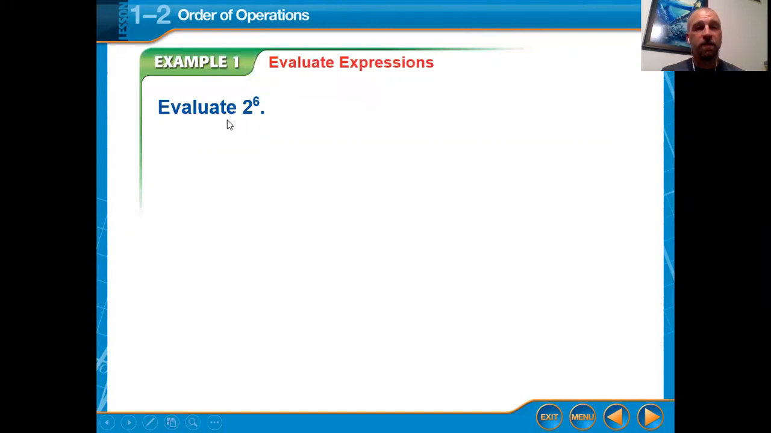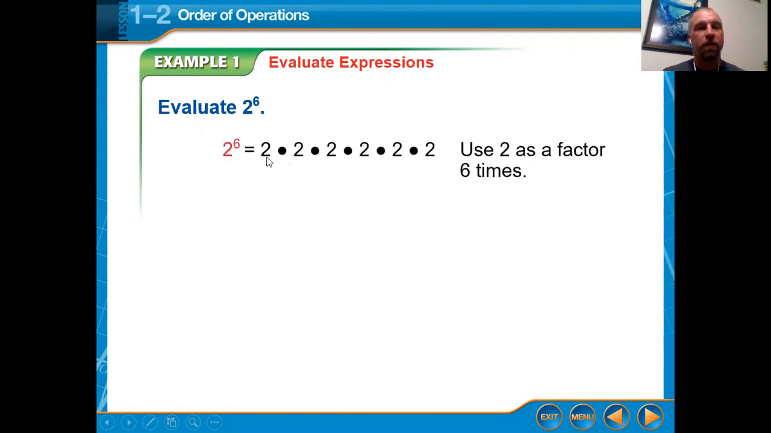So evaluate means get an answer for this, 2 to the 6th power. You know with an exponent, it means to repeat the multiplication. 2 times itself, that's the base number, 6 times. So you could expand it out to write 2 multiplied 6 times. 6 is the number of times you multiply 2, the factor. Eventually you multiply and you'll get an answer of 64. So when you evaluate that, it means get an answer, and your final answer is 64.